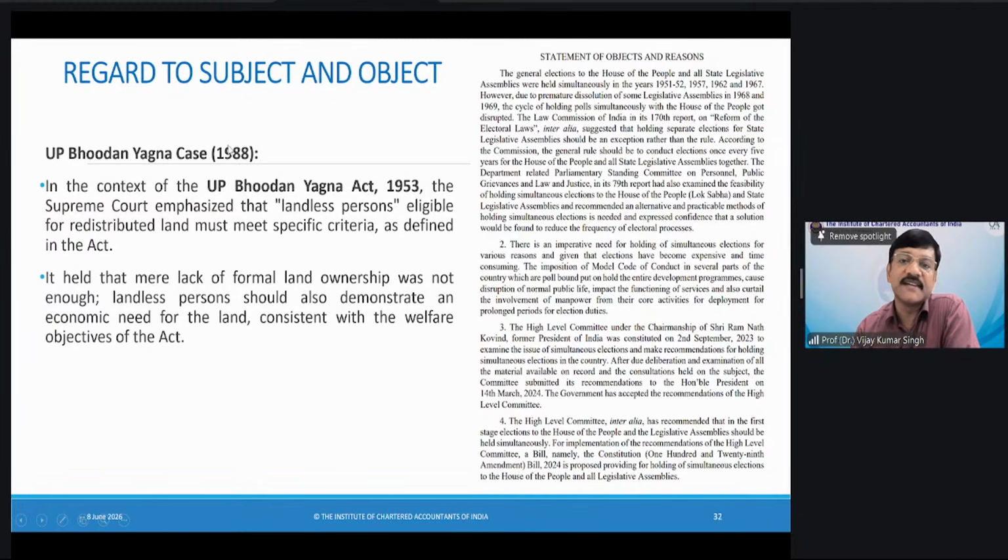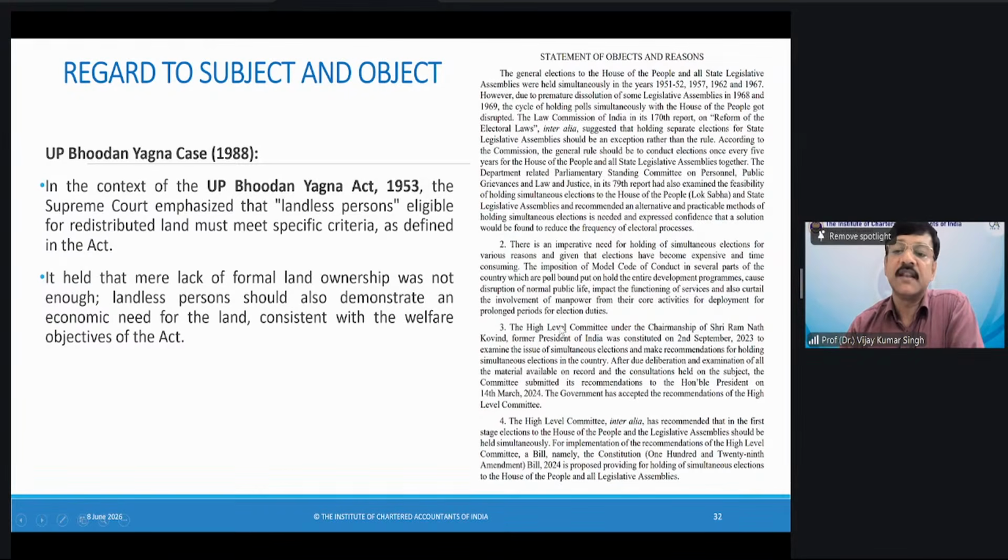Similarly, in most laws you will find objects and reasons for why the law has come up. For example, the statement of objects and reasons for the One Nation, One Election Bill is on the right side, you can see. So they are saying reforming the electoral laws. They have given the reason why this law should be there, right?